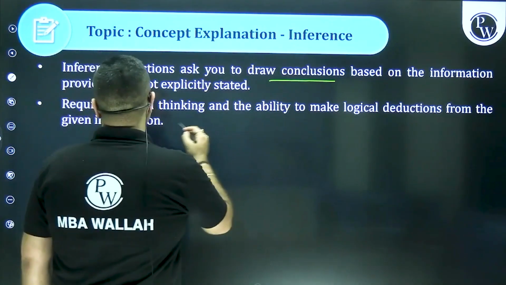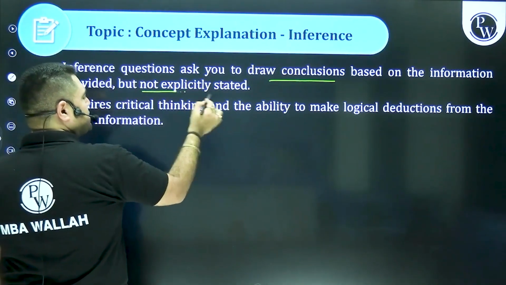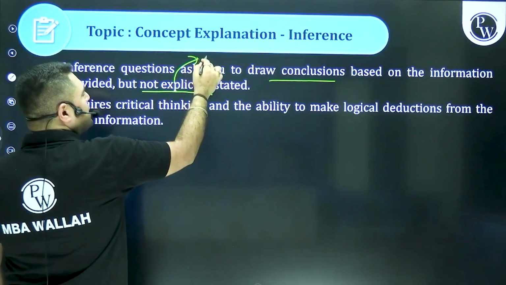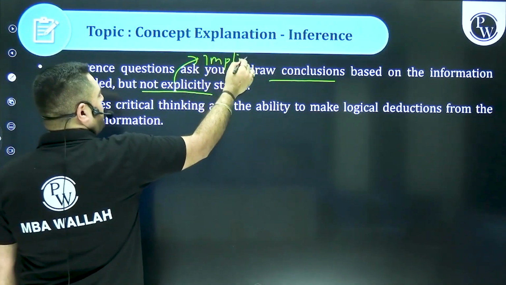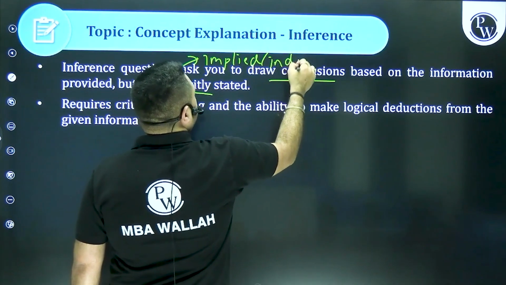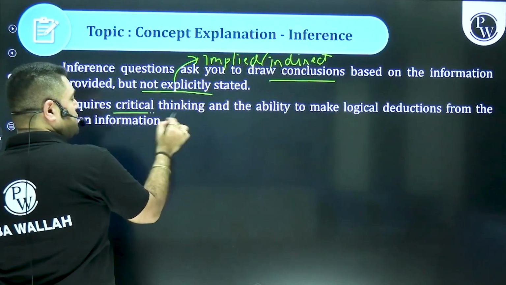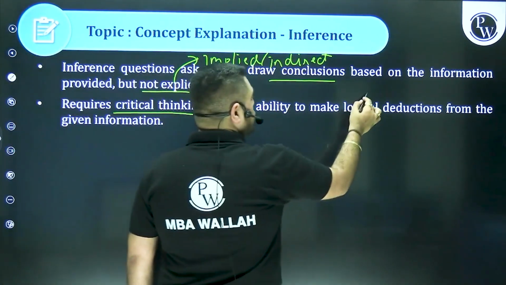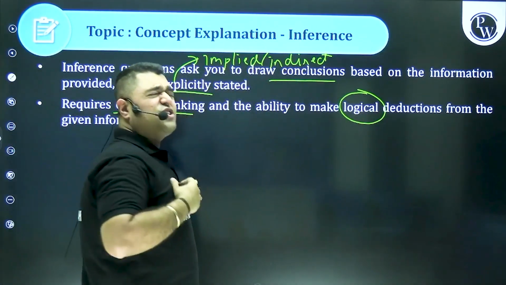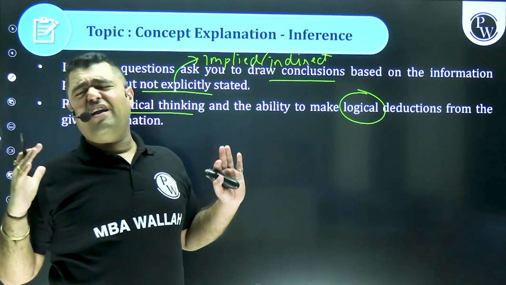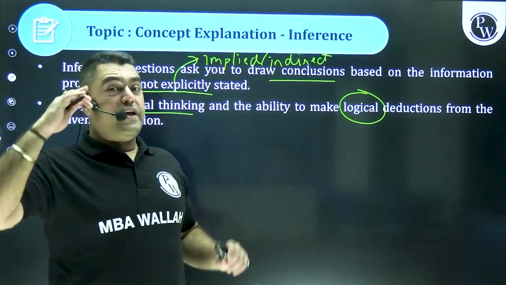ठीक है? Based on the information not explicitly stated, matlab sometimes an inference could be implied or an inference could be indirect. चलेगा? ठीक है? 100% critical thinking, ability to make logical. Beta, that is why Amit sir loves critical reasoning part. I love critical reasoning of GMAT. It's very commonsensical based.